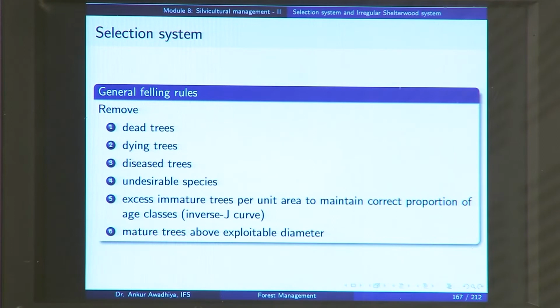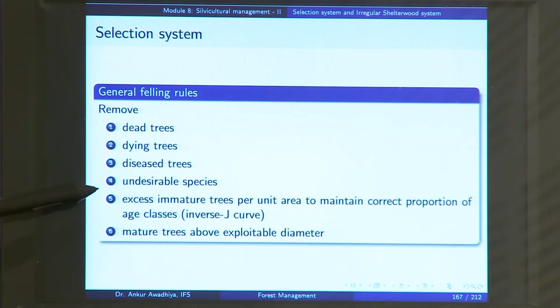species. So, suppose you were maintaining a forest and there is one species that is an invasive species, or probably you have a species that does not have any economic value. So, you will remove those species, because you do not want these species to propagate in your forest, because they will not provide you any benefits, and in fact, they might lead to some harm as well.